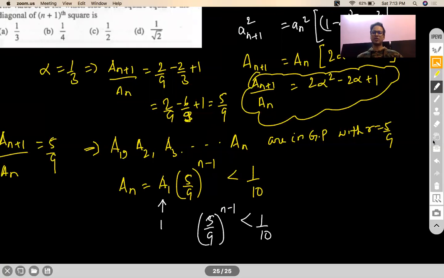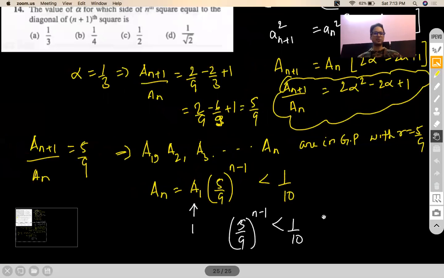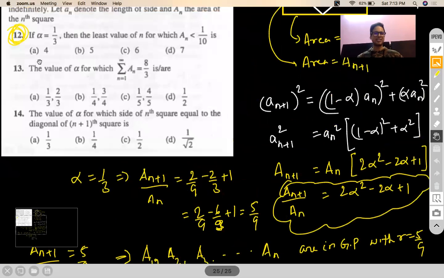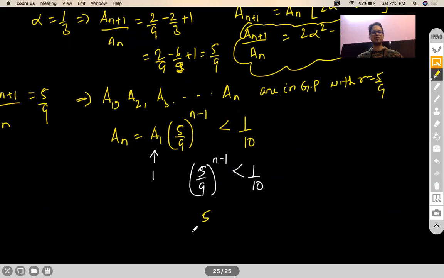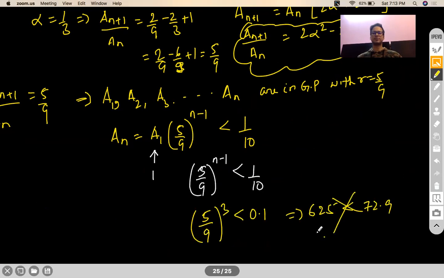Now, whenever you're trying to solve these kind of questions, you have to take help from the options. Let's start with the minimum value, 4. Does 4 satisfy it? If 4 would satisfy it, then 9 by 5 to the power 3 would be less than 0.1, which is like saying 625 is less than 72.9, which is not correct. So 4 is gone. So 4 cannot be my answer.